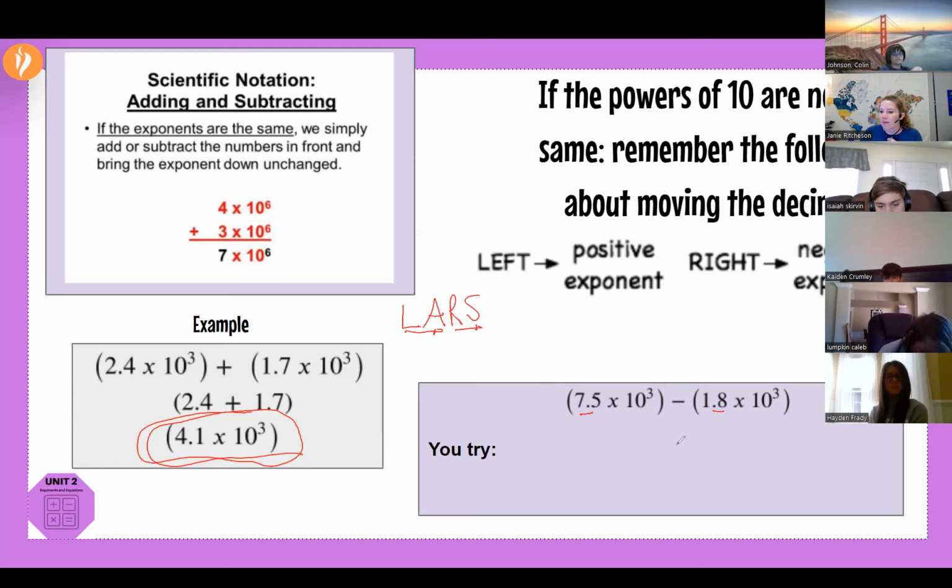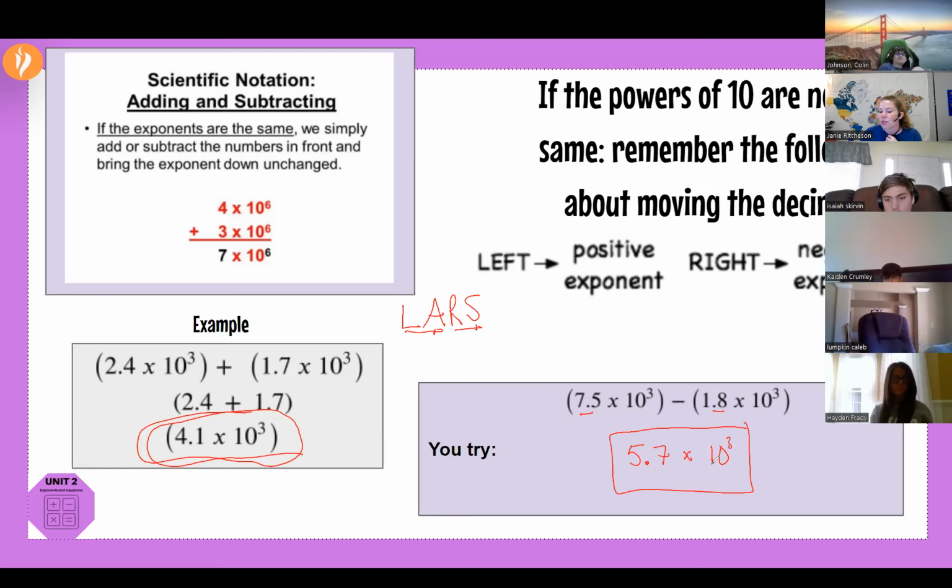Yep, so 7.5 minus 1.8 is 5.7. And then part of your answer is times 10 to the third. Scientific notation is always multiplied by a power of 10. Nope, we're writing in scientific notation. Scientific notation. Okay.